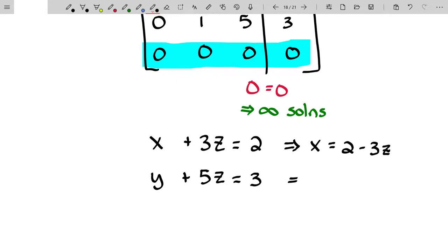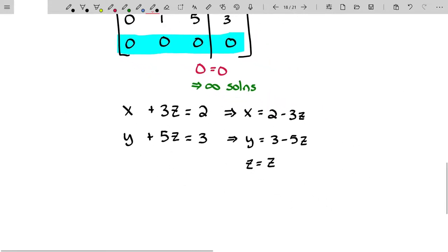Solve the second one for y. Y is equal to 3 minus 5z. And Z is allowed to be a free roaming parameter. So that is the parametrization of the solutions to the system.